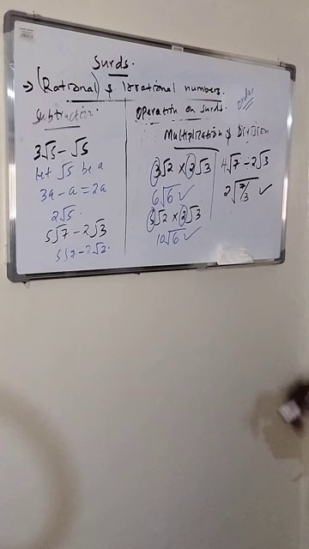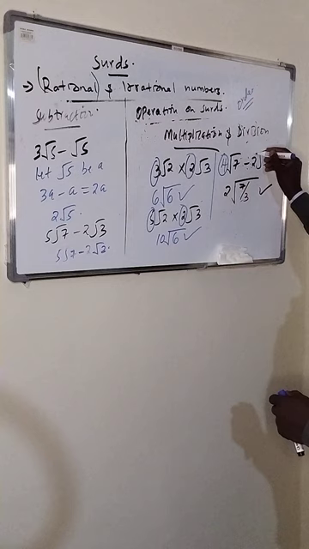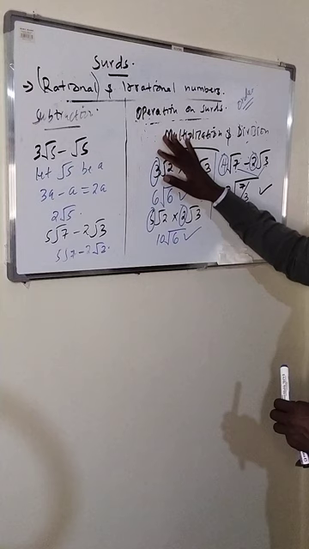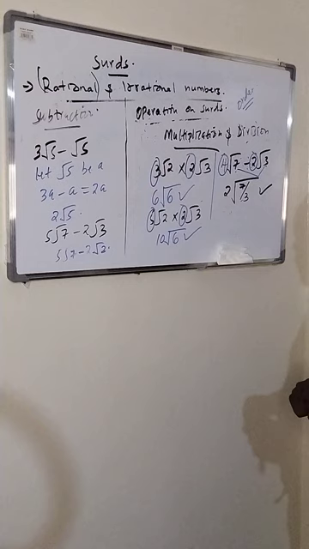As simple as that. The coefficients first, then the numbers under the root sign together, just like in multiplication. And that is what you need to understand in the operation of surds, that is addition, subtraction, multiplication, and division. It's as simple as that.